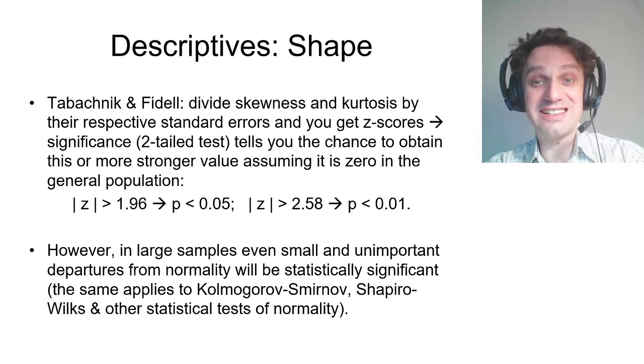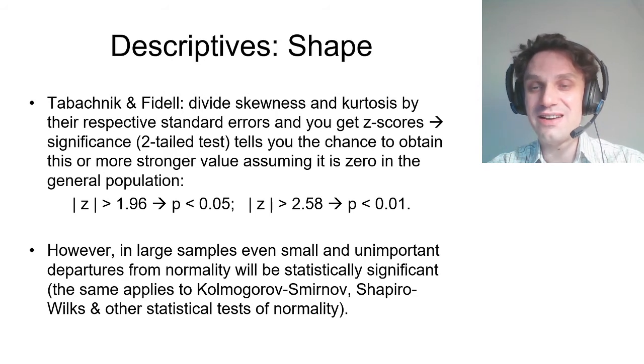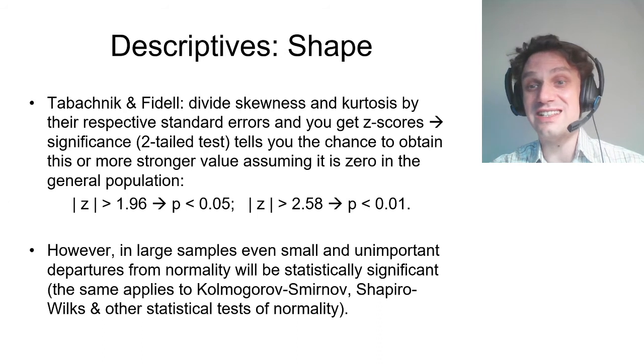So if you divide skewness and kurtosis by their respective standard errors, what you get is essentially a z-score. And it tells you what is your chance of obtaining this or more abnormal value for skewness and kurtosis, assuming that it is 0 in the general population. So as a rule of thumb, if skewness and kurtosis values are more than twice over their standard errors, this suggests that there is only 1 in 20 chance of observing such strong values of skewness and kurtosis by chance alone. So it's a potential indication that these data might be not normal.